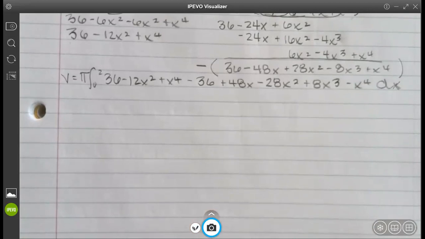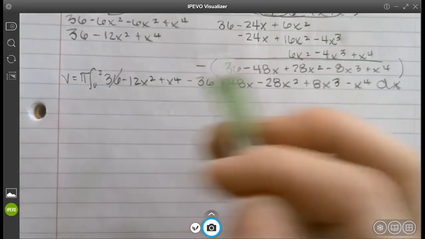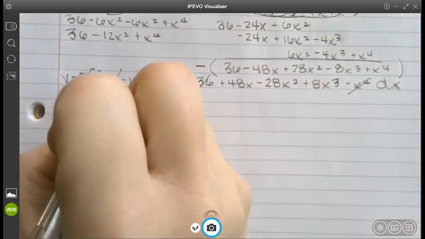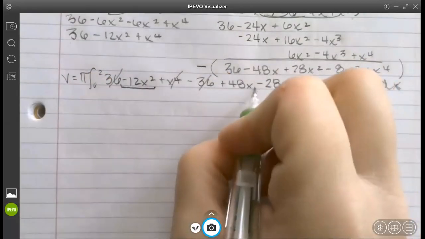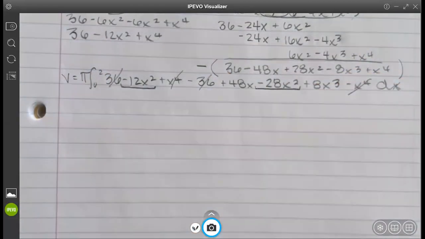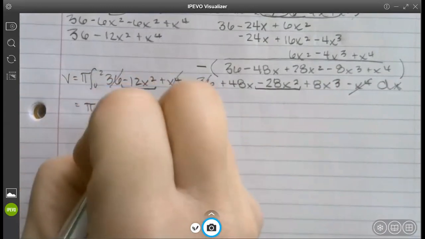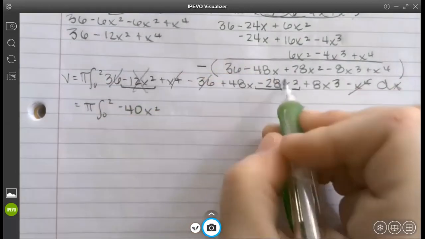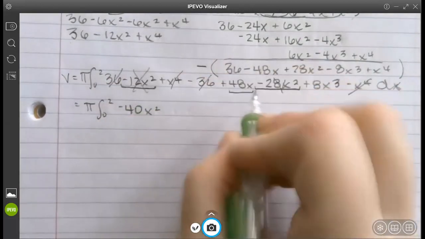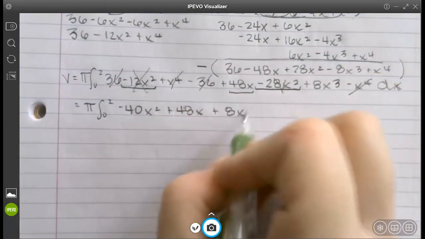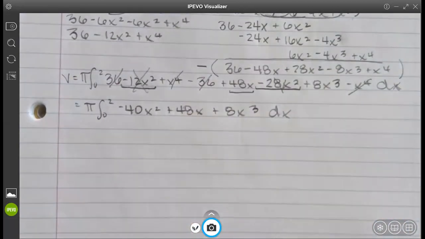Tell me what happens. Here's your square terms, negative 12 minus 28. So those are done. I have a singular 48x and a singular 8x to the third. Does it matter that I put them in a weird order? No, not at all.